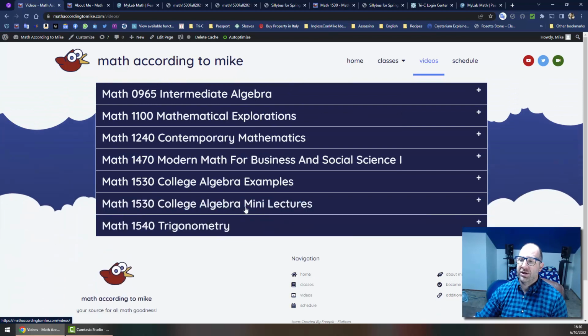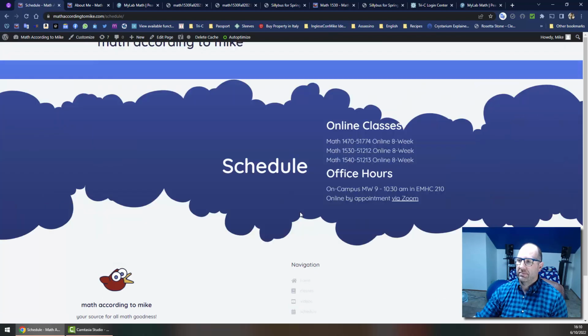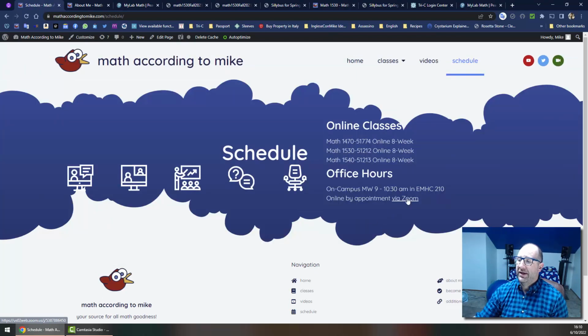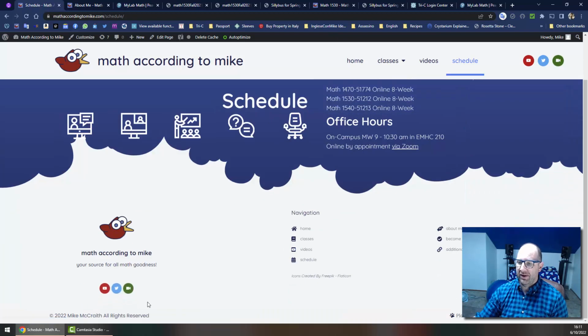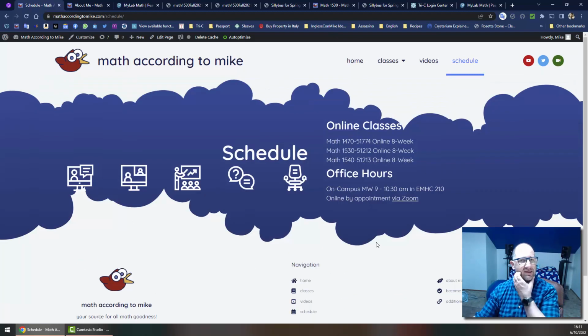These are also available on YouTube, but I think it's better just to go through Math According to Mike, because then it's all organized right here. Also, there's a schedule if you need it. Here we go. Here's one of the links to get to the Zoom. And also these green icons up here, and there's one down here. This all gets you to the Zoom page. The other place is on Blackboard, and I'll show you that as well. So Math According to Mike is to get to the syllabus, which you already should have, to do the About Me, to get to practice tests and their answer keys, and to watch the videos.